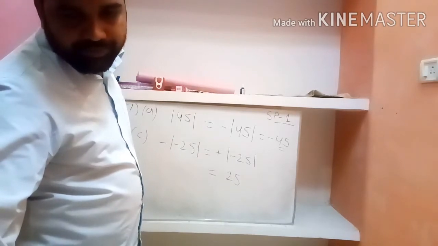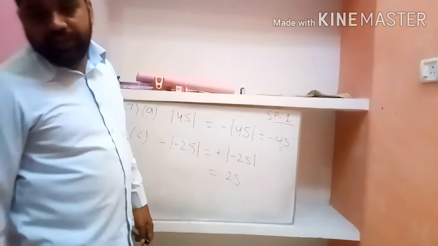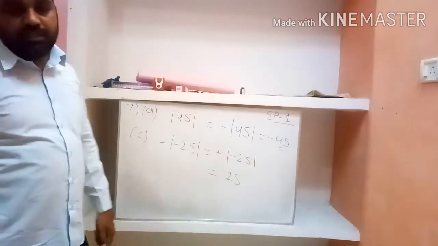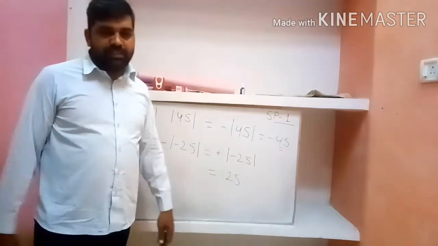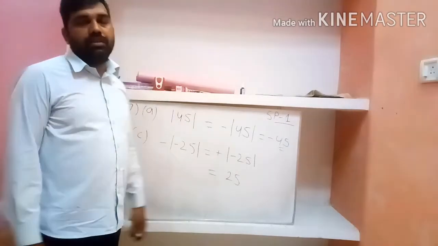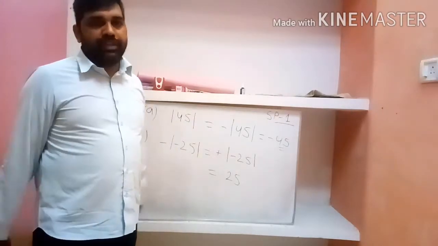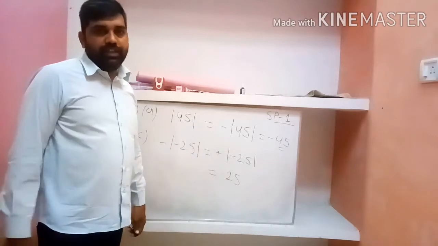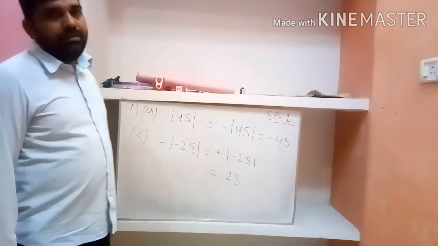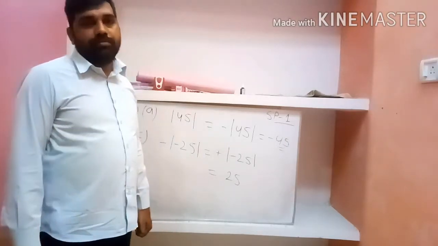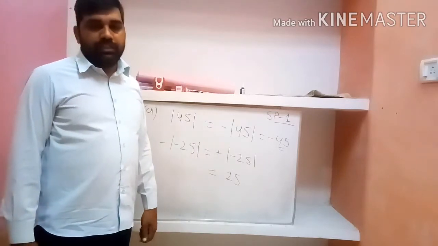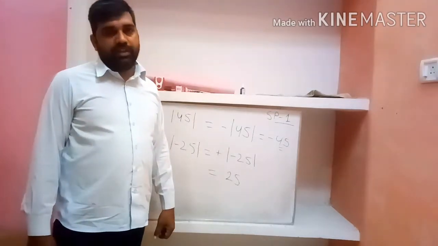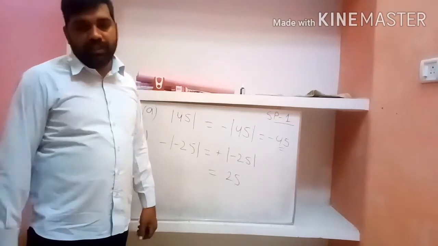Closure property. We'll discuss the closure property of integers. The sum of two integers is always an integer. Closure property holds means if you are doing any operation on integers and the result is also an integer, the same type of number, then that operation holds the closure property. So addition holds the closure property because the sum of two integers is also an integer.